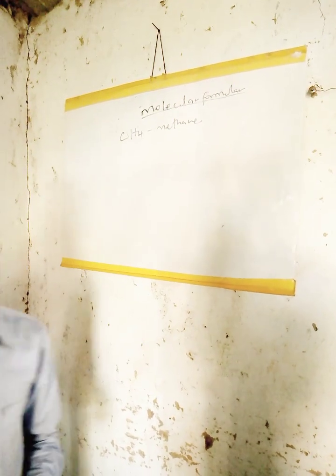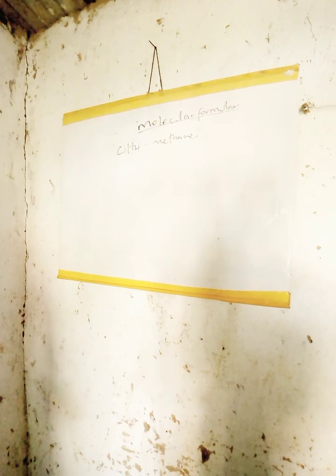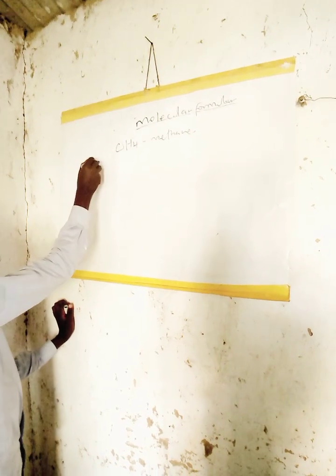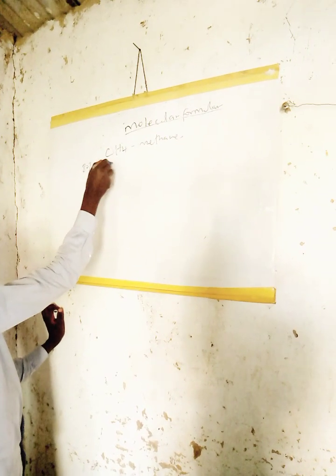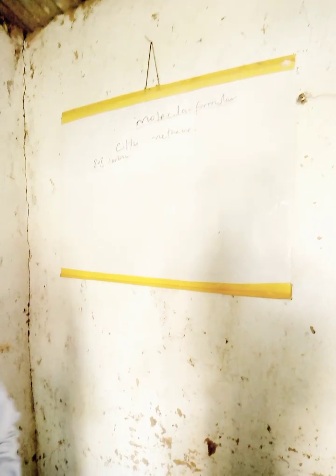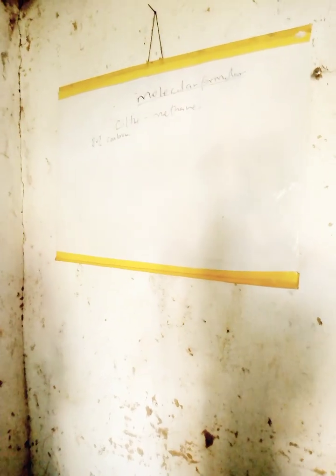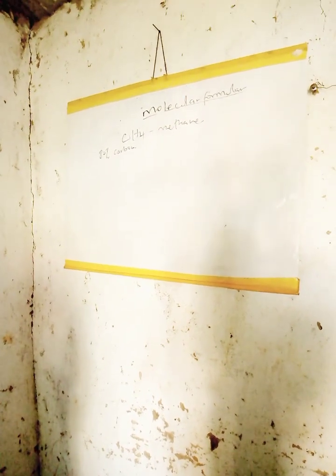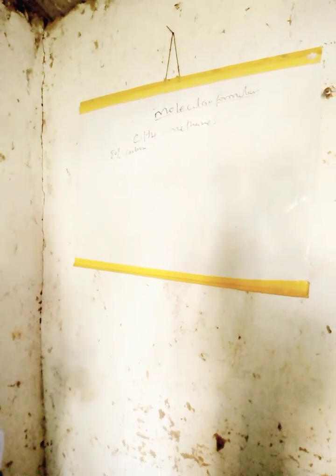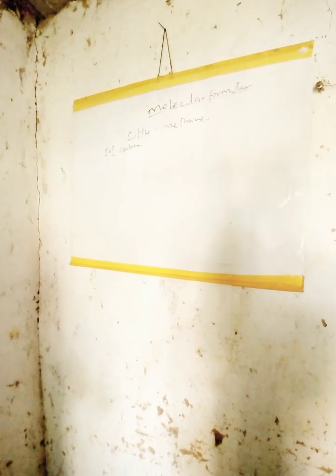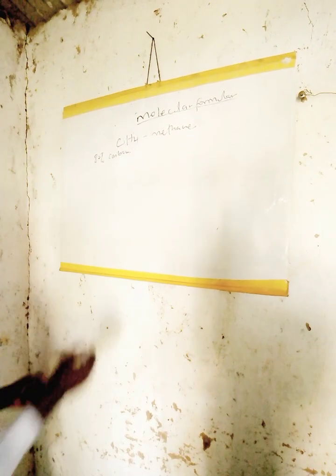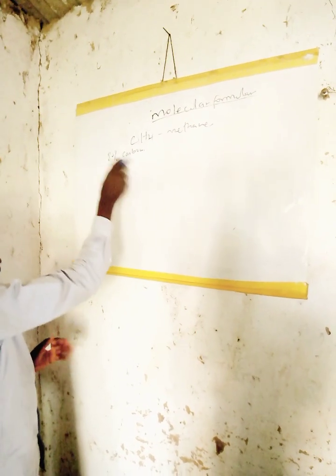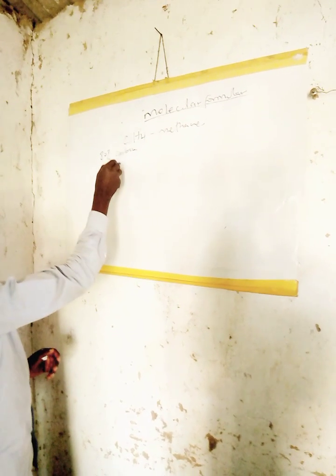For example, a compound contains 80% carbon and the rest is hydrogen. If the relative molecular mass is 30, work out the molecular formula. So a compound contains 80% carbon and the rest is hydrogen. So hydrogen is what? 20%. If carbon is 80%, hydrogen will be 20%. That is the rest.